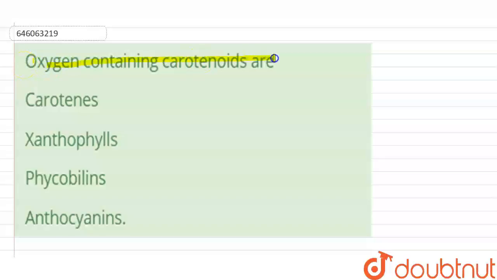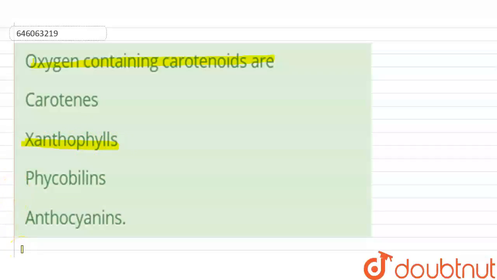Hello students, the question is: oxygen containing carotenoids are? Option 1, carotenes; option 2, xanthophylls; option 3, phycobilins; and option 4, anthocyanins. So the correct answer is option 2, that is xanthophylls. Xanthophylls are oxygen containing carotenoids.